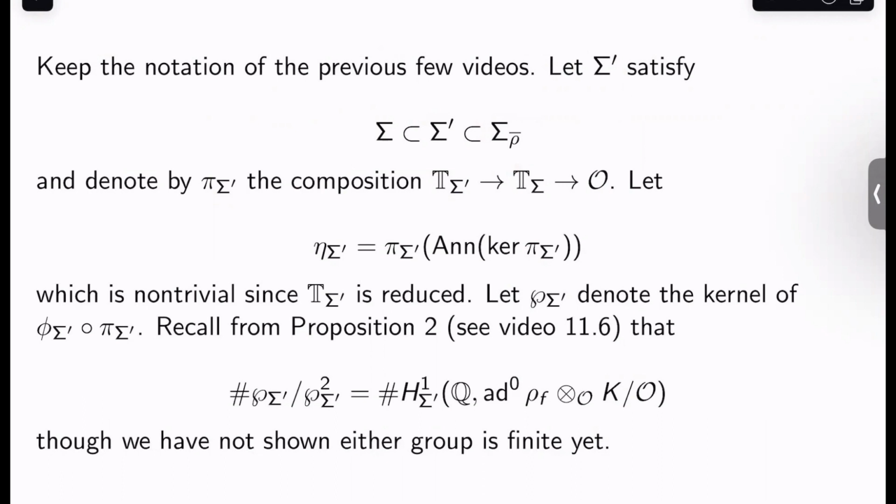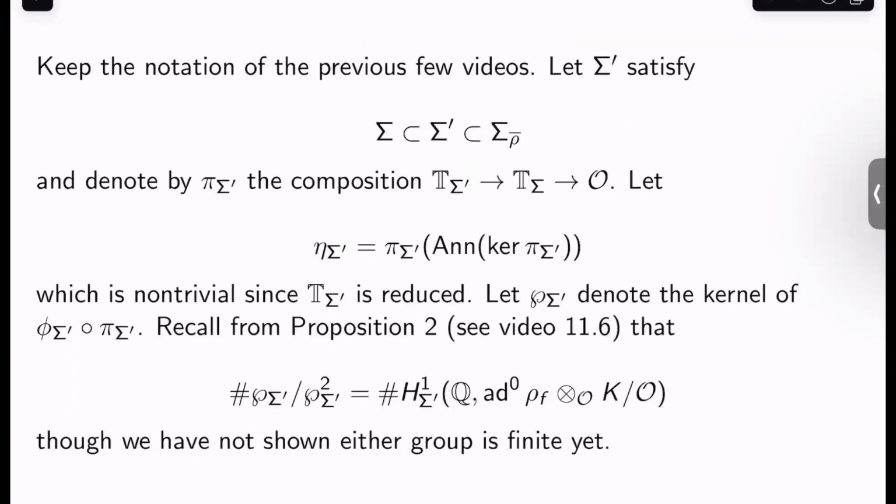These are going to be finite sets of primes with certain properties. And we're going to denote by pi sub sigma prime the composition from the Hecke algebra T sub sigma prime to T sub sigma to O. And we're going to let eta sub sigma prime be pi sub sigma prime of the annihilator of the kernel of pi sub sigma prime. And it's easy to show this is a non-trivial object because T sub sigma prime is a reduced algebra.